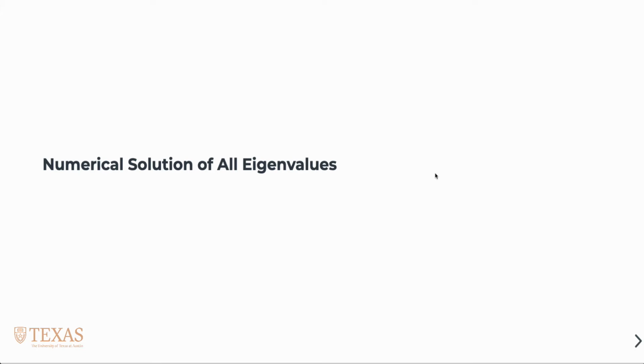In this lecture, we're going to continue our discussion of numerical solution of eigenvalues. In the previous lecture, we discussed using the power method and inverse power method to solve for a single eigenvalue. That is either the largest eigenvalue of the system in the case of the power method, or the closest eigenvalue to some initial guess in the inverse power method.